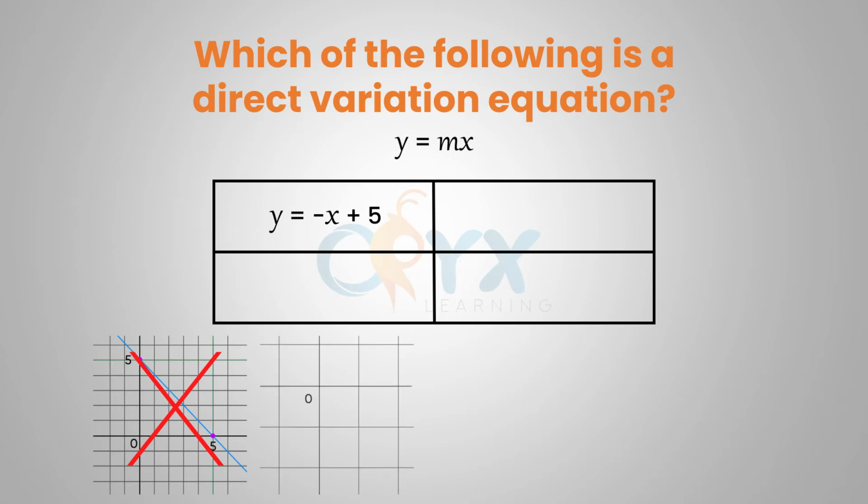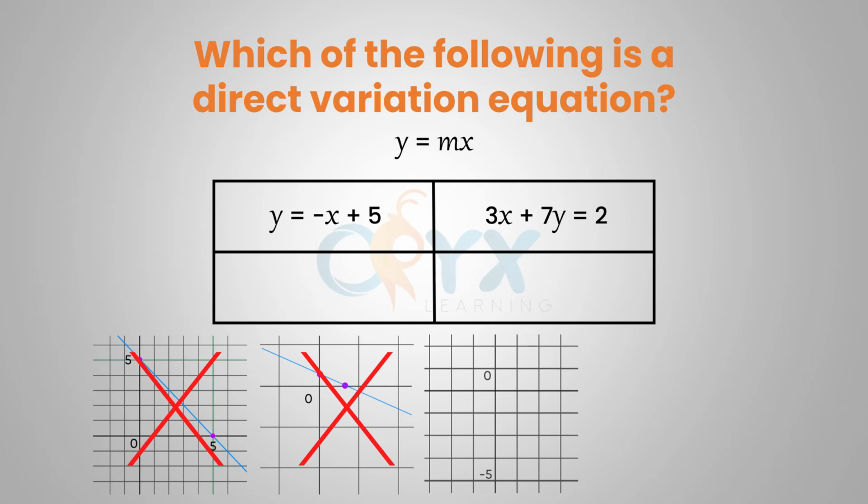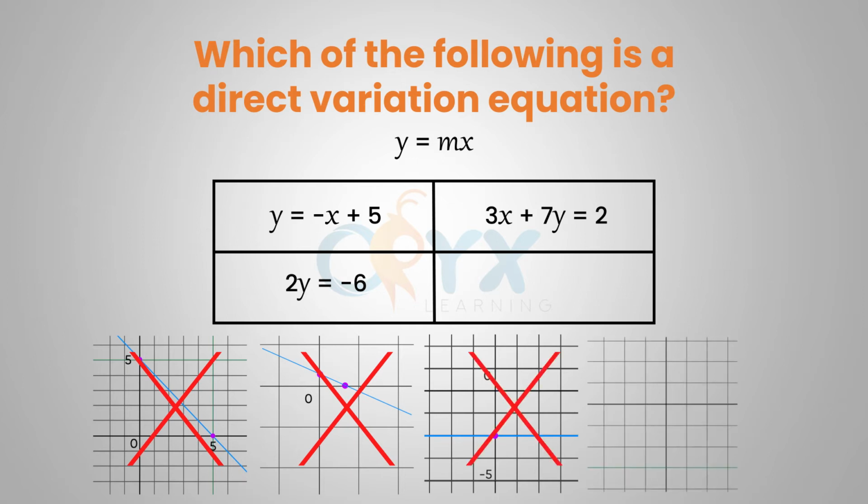Same for the second graph, 3x plus 7y equals 2. That graph also does not have a y-intercept of 0. The third option, 2y equals negative 6, is just a horizontal line, and the horizontal line does not pass through the origin, or 0, 0. The fourth option, y equals 2x, passes through the origin, 0, 0, and it's a linear function with a slope of 2. So our correct answer is going to be the last option, y equals 2x.